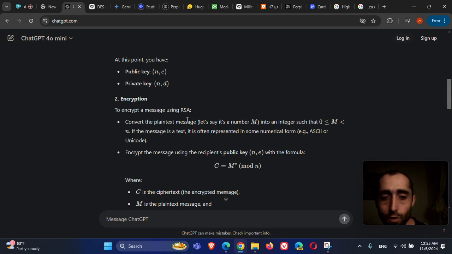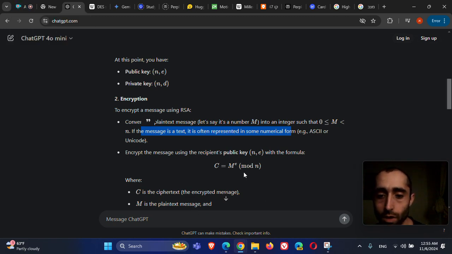So let's do the encryption. We'll take a plain message, let's call that m, which is an integer between 0 and n. If it's text, we can translate it to ASCII, for example, and we encrypt the message. How do we encrypt the message?